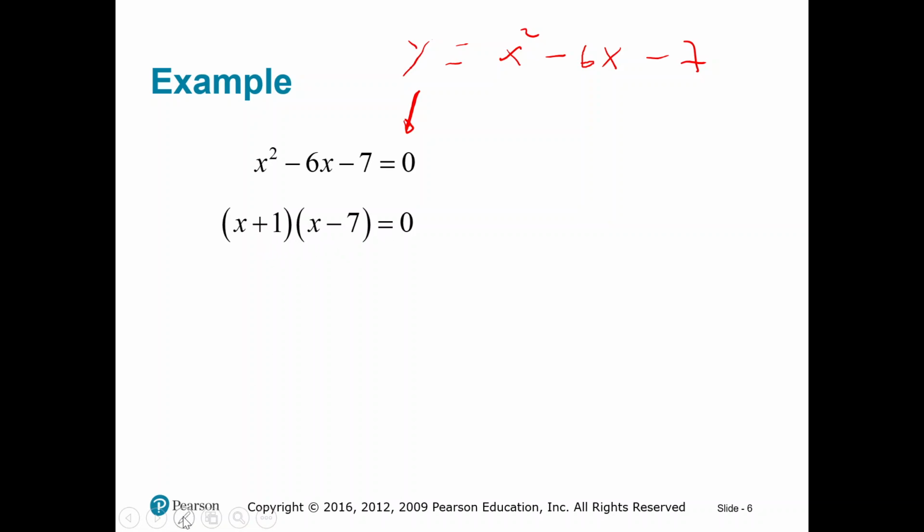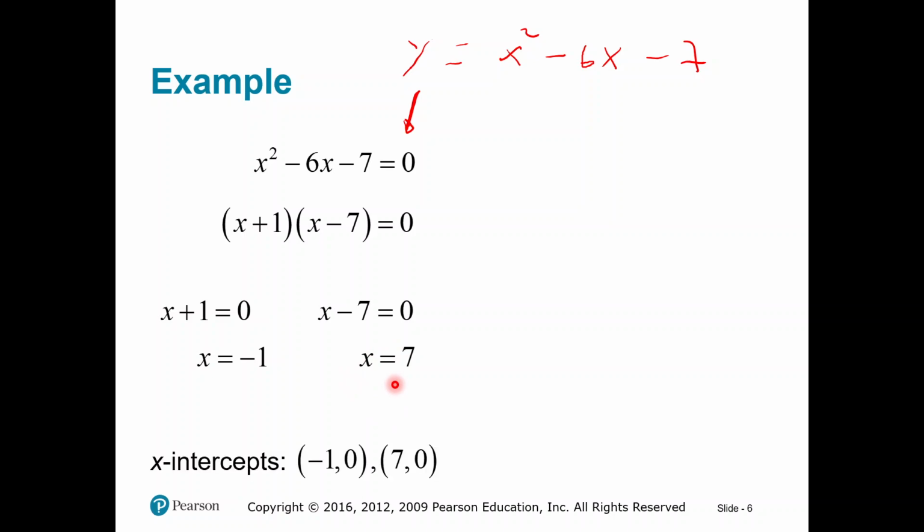Split this into 2. So x plus 1 equals 0. Negative 1 plus 1 is 0, so x is negative 1. Then x minus 7 is 0. 7 minus 7 is 0, so therefore x is 7. And so we have the x-intercepts at the points negative 1, 0 and 7, 0.